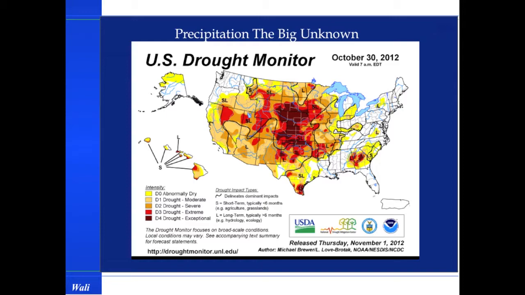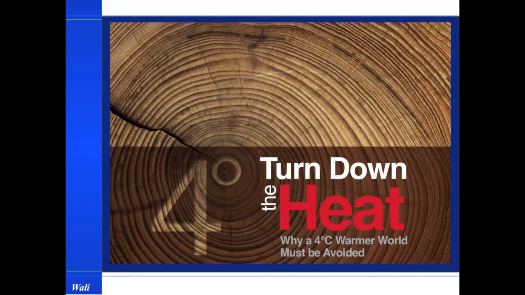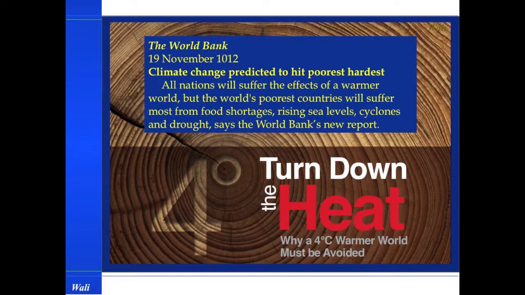And just last week, last Saturday, the World Bank issued this report, Turn Down the Heat: Why a 4-Degree Warmer Climate Must Be Avoided. All nations will suffer the effects of a warmer world, but the world's poorest countries will suffer the most because of food shortages, rising sea levels, cyclones, and drought. That's what this report says. I am told that it's not on the market yet, but I think it should be in the next week or 10 days, or maybe it already is out.